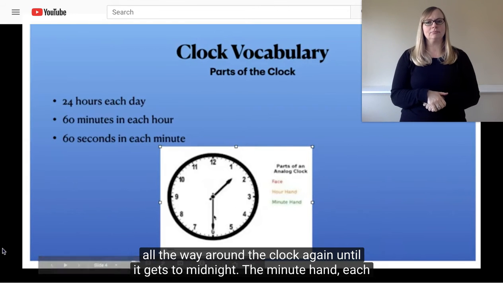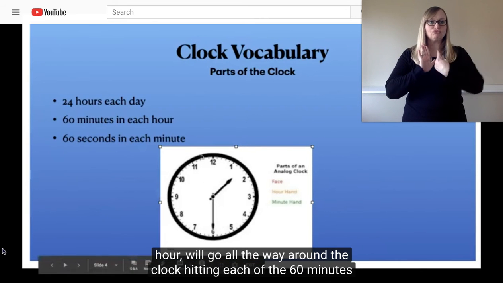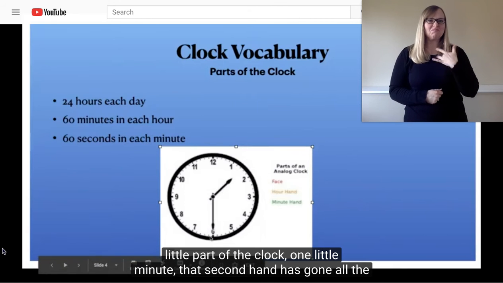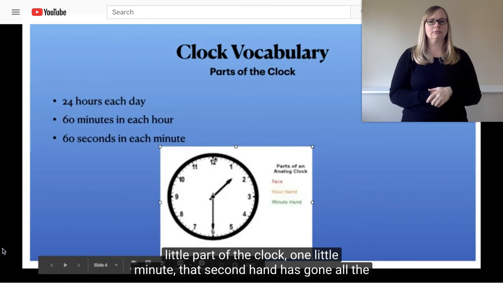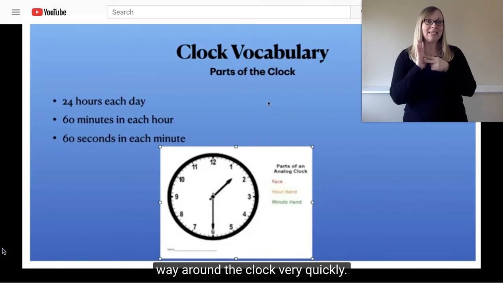The minute hand each hour will go all the way around the clock, hitting each of the 60 minutes represented. If there's a second hand, every time the long hand moves one little part of the clock, one little minute, that second hand has gone all the way around the clock very quickly.